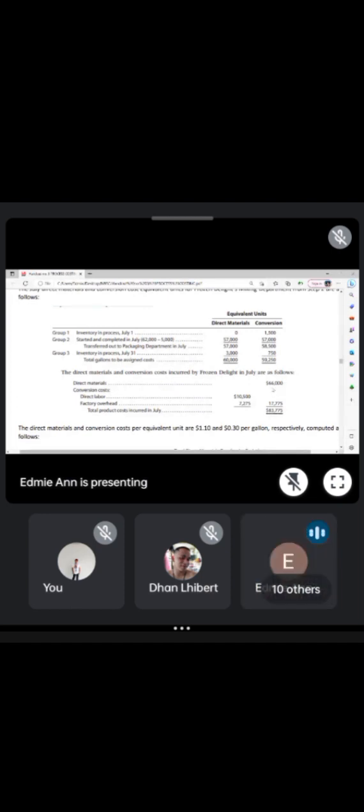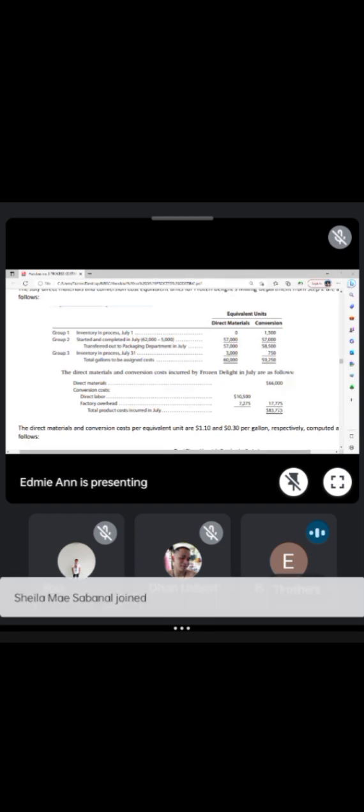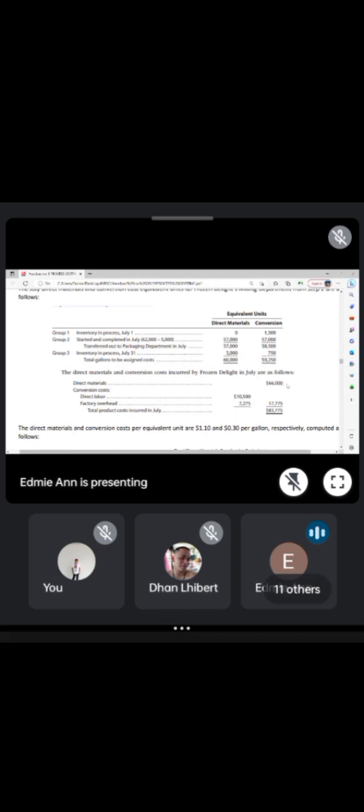Now, ang direct labor nga nagamit is 10,500, while the factory overhead is 7,275. So all in all, the conversion cost is the sum of the direct labor and the factory overhead, which is the 17,775. So direct material, 66,000 iyang nagasto. For conversion costs, 17,775 iyang nagasto. Overall, 83,775 for the month of July.